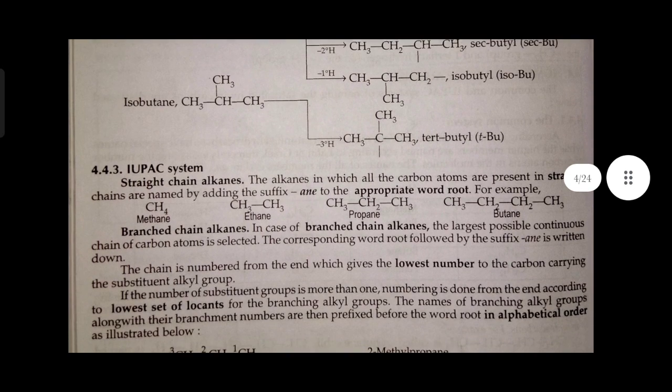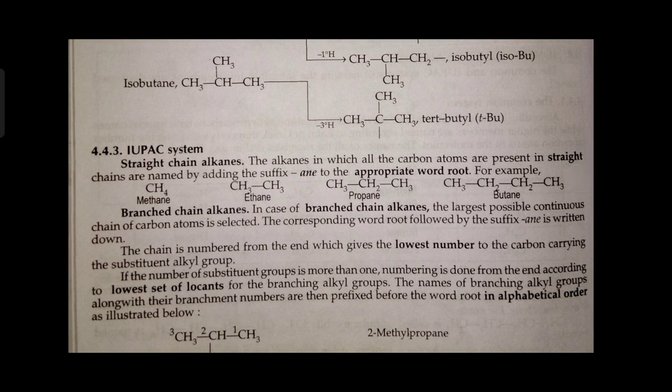Second is the IUPAC system. First is straight chain alkanes. The alkanes in which all the carbon atoms are present in straight chains are named by adding the suffix -ane to the appropriate word root. For example, CH4 methane, CH3CH3 ethane, CH3CH2CH3 propane, CH3CH2CH2CH3 butane.